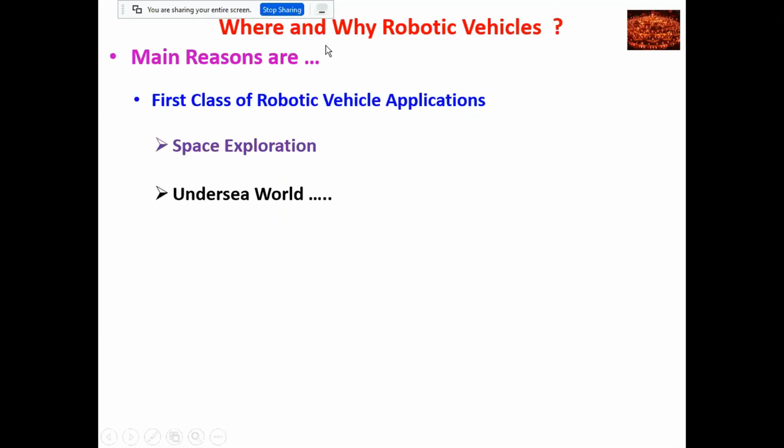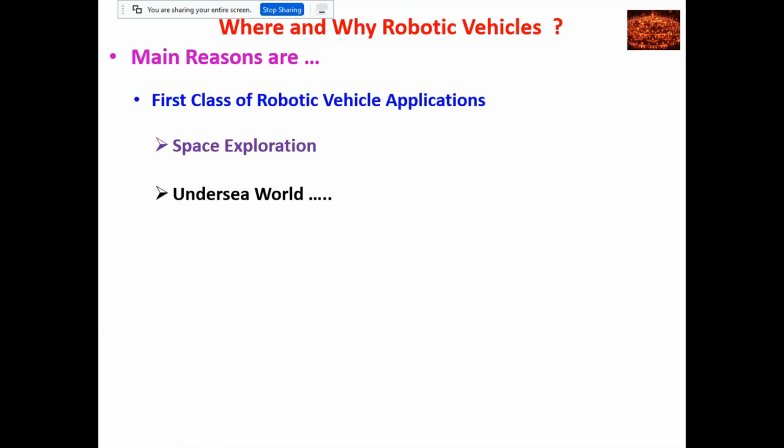Also, you may ask where and why robotic vehicles. Many reasons are there, friends. I am listing 3 important reasons where these robotic vehicles are used. Mainly where people cannot go or where human hazards are more. Such applications are called the first class of robotic applications, which includes space exploration, the undersea world, nuclear and biological contamination sites, military operations, security systems, and defense systems, and much more in the first class of applications.